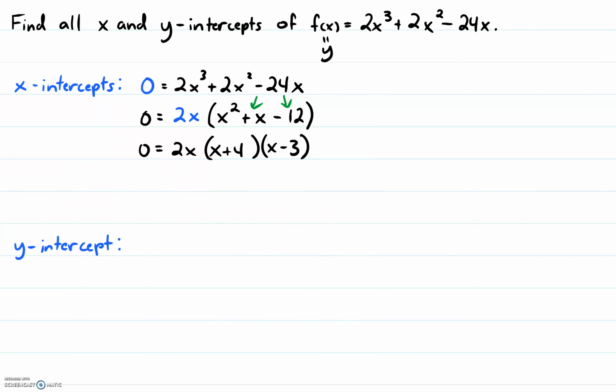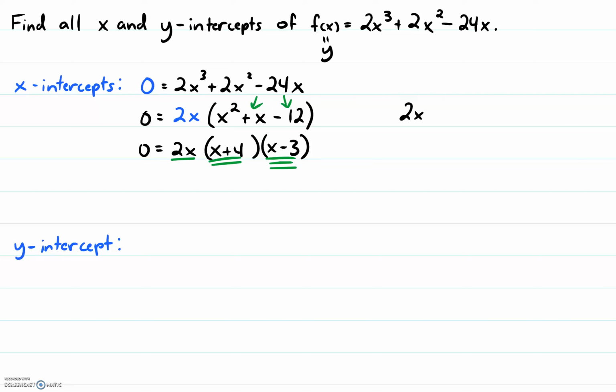So now we can set each of those factors equal to 0 and solve for the various x-intercepts that we'll have. So that's what you want to do. You want to factor until you just have a product of linear factors and then set each of those equal to 0. So we're going to do it separately. We'll set the 2x equal to 0, then the x plus 4, and then the x minus 3. Like I said, taking advantage of our zero product property.